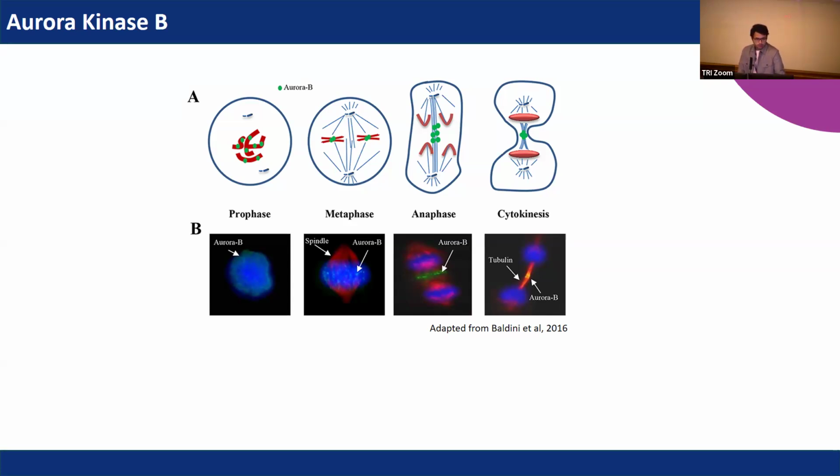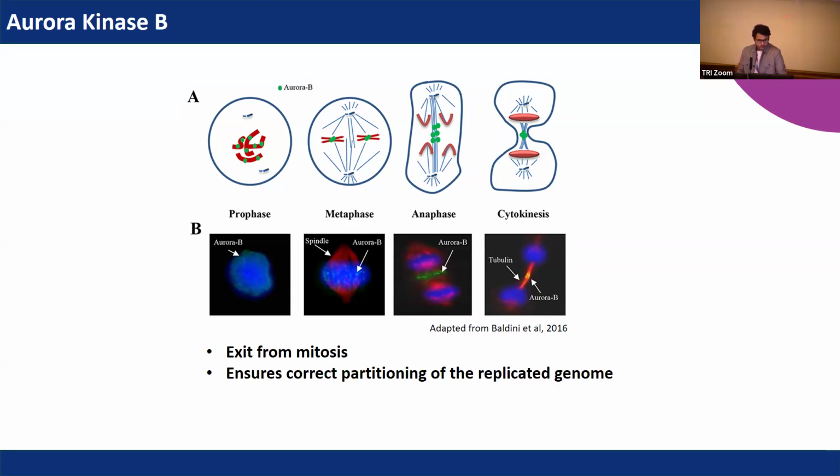So what is aurora B? It is a protein that is active during mitosis. Specifically, it mediates exit from mitosis. It ensures the correct partitioning of the replicated genome, and it is very important for aurora B to be functioning properly for there to be a successful cytokinesis. So what happens when we inhibit aurora B?